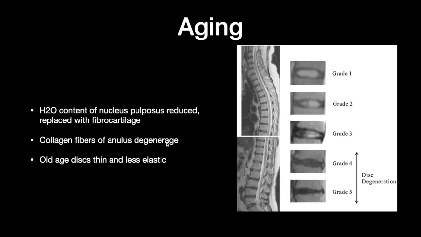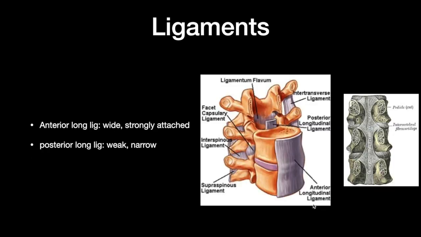Okay, so when we age, we lose the water content of the nucleus pulposus, and the elasticity of the disc degenerates and is replaced with fibrocartilage. Over time the collagen fibers will degrade and degenerate and eventually get compressed.